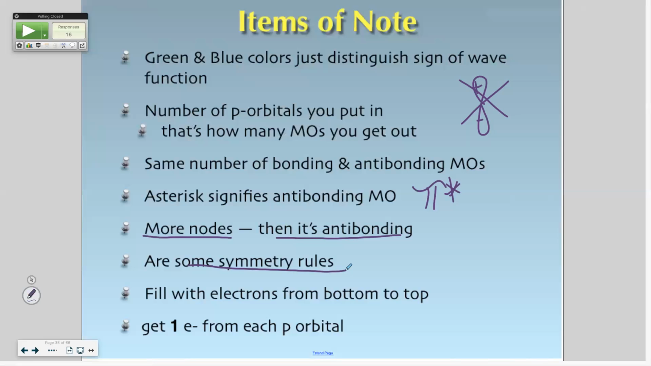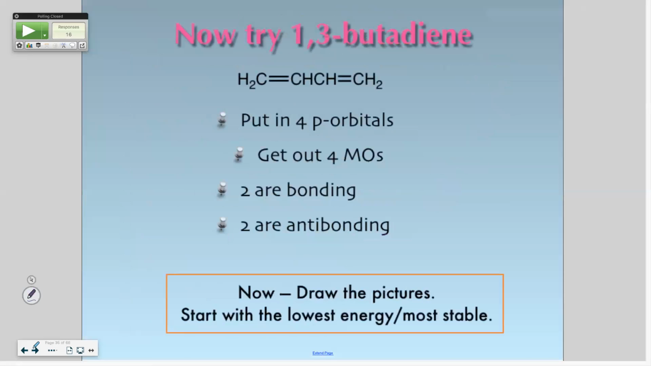And you fill with electrons from the bottom to the top. Bottom is going to be lowest energy, top is going to be highest energy. We're just going to draw it that way. So we're going to start at the bottom of the slide, basically. Remember that you get 1 electron from each p orbital. So those are the basic rules. I don't know if rules is the right word, but that's how we're going to do it.